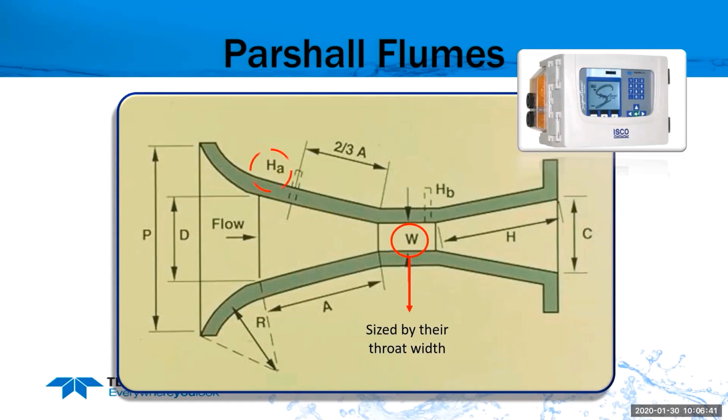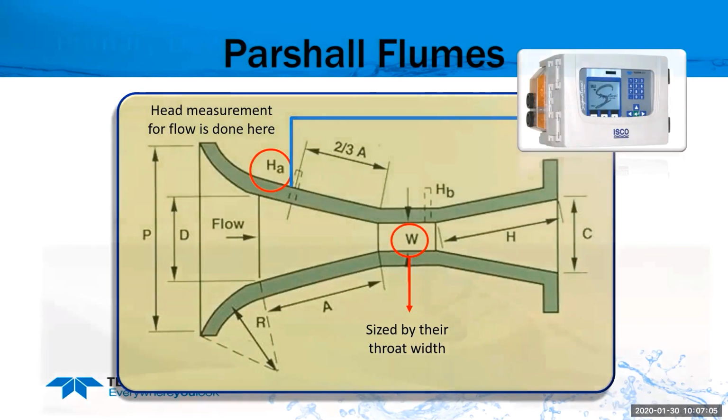Where you take your level measurement is H sub A, which is going to be 2/3 the length of the converging wall. You can reference the ISCO Flow Data Handbook. They'll show you where that point is, or contact your manufacturer. When you order the flume, a lot of times they'll put a ruler or staff gauge at that location, or make a mount for your sensor to make it easy to identify where to take your level measurement from.